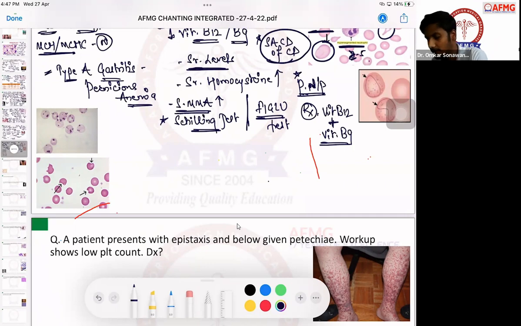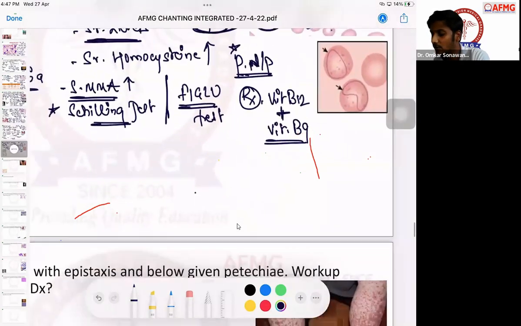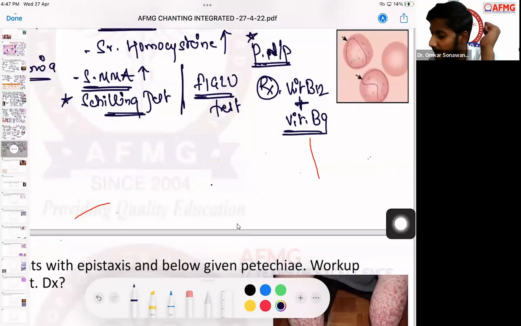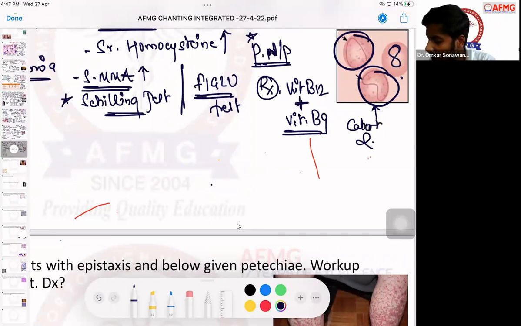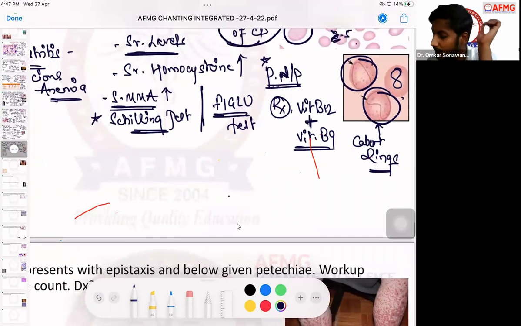Then here, in cases of megaloblastic anemia, if the RBCs are being destroyed, we can even perform splenectomy in some cases. Here you can see 8-shaped rings or circular rings formed within the RBCs, and these rings are called Cabot rings. These are also seen on a peripheral blood smear of a post-splenectomy patient or in cases of megaloblastic anemia.